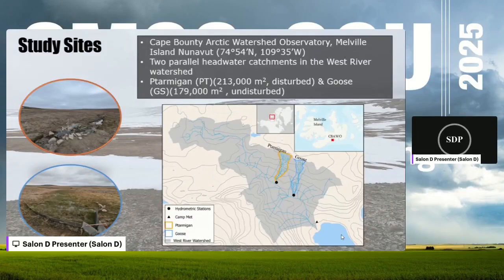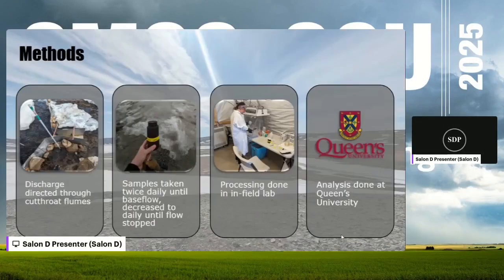As you can see here on the map, Ptarmigan is outlined in orange and Goose is outlined in blue, Ptarmigan being the disturbed catchment. And I'm going to try and follow that color scheme through the presentation. So everything in orange will be related to Ptarmigan and blue to Goose. Just quickly before I move on, all the meteorological data and precipitation data were taken at the Camp Met Station, the little triangle in the bottom right-hand corner.